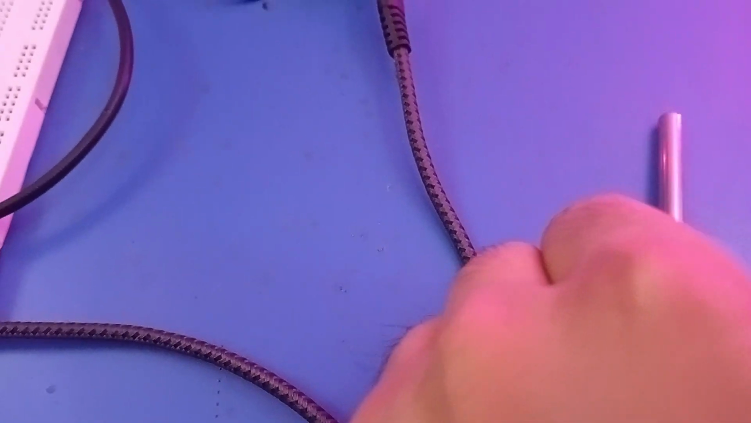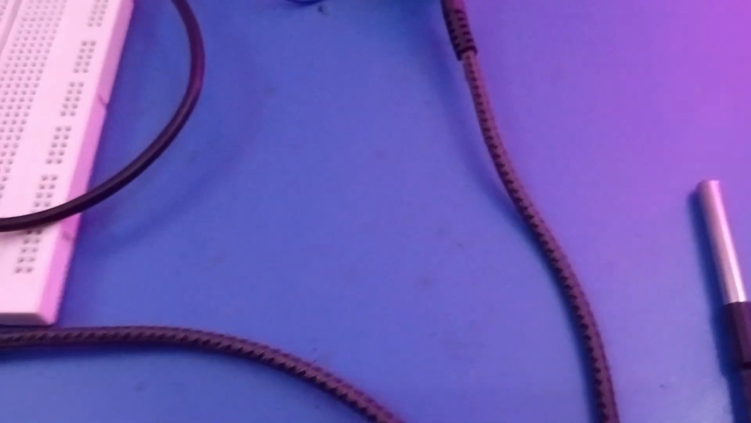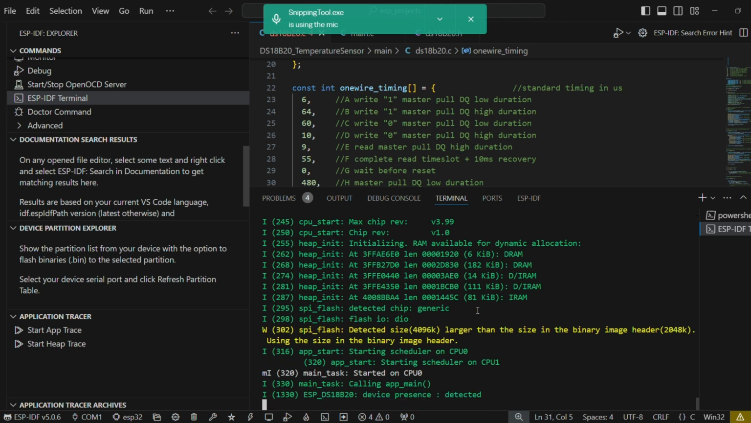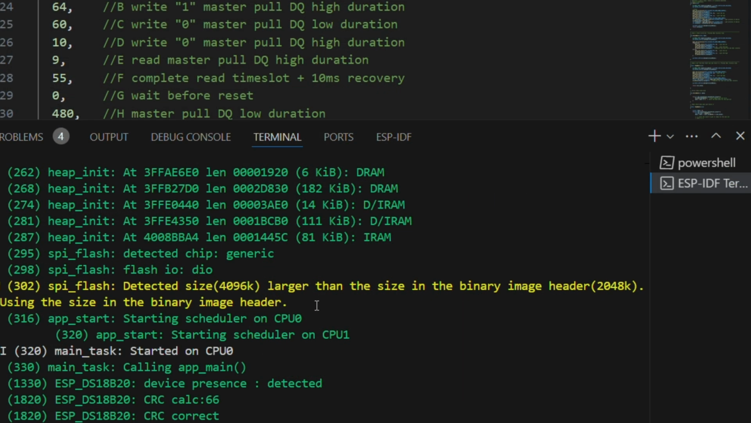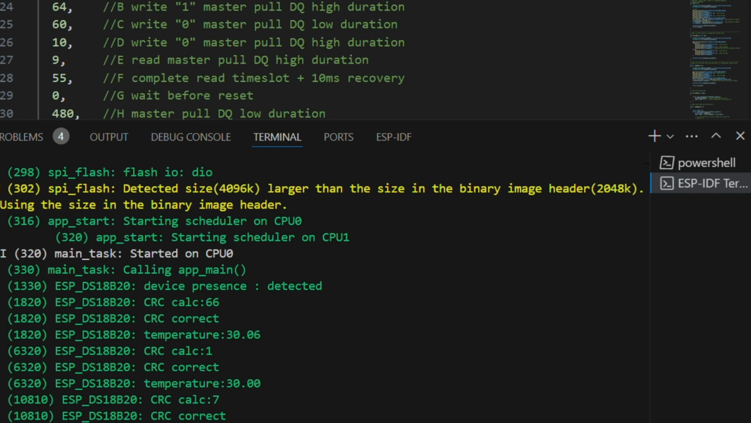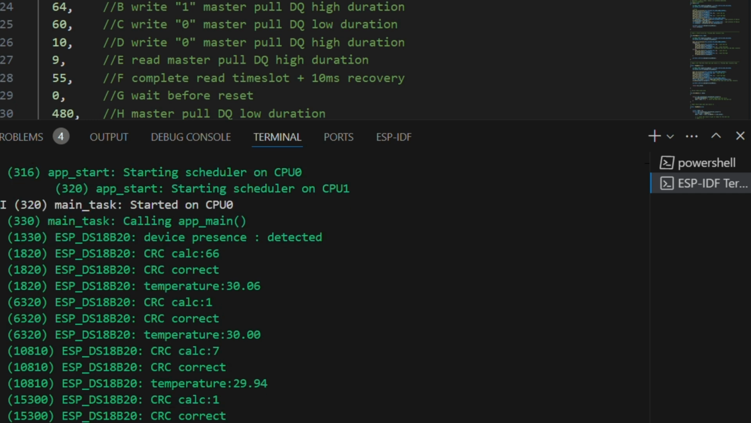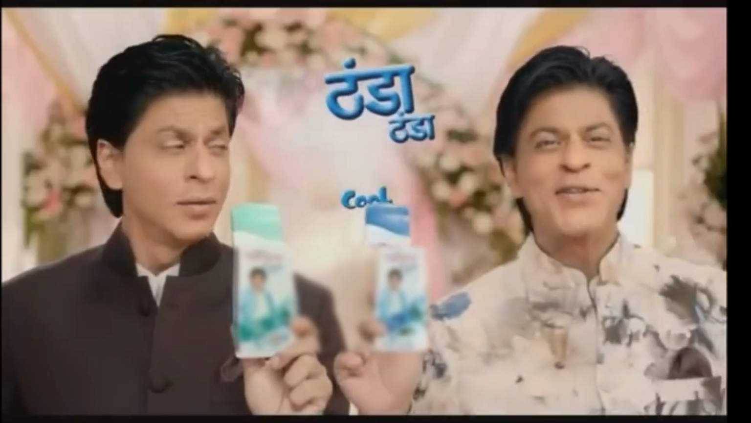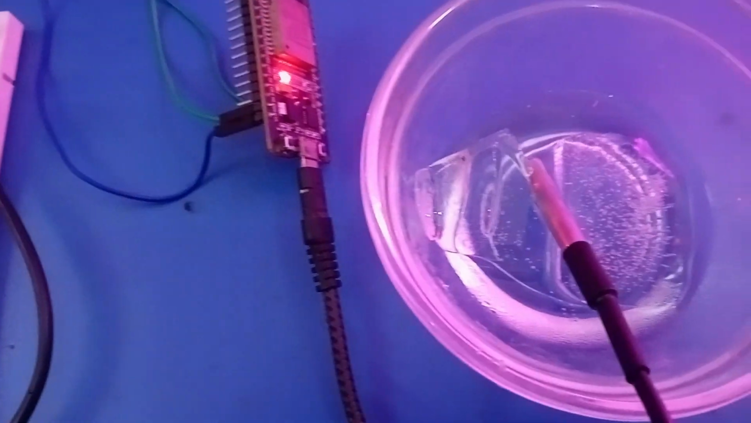let's see in the code how we are receiving the temperature. So after connecting and powering up the device and monitoring the COM port, what we can see is the current temperature is close to 30 degrees Celsius, and the CRC is also correct for now. Next up, we'll be taking a bowl full of ice. Thanda, thanda, cool, cool. And let's see what the temperature reaches.